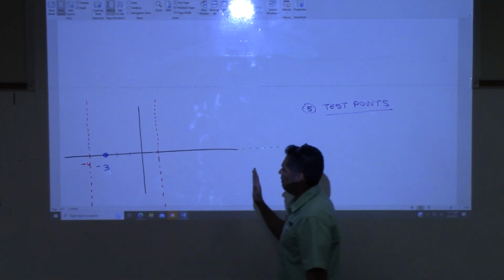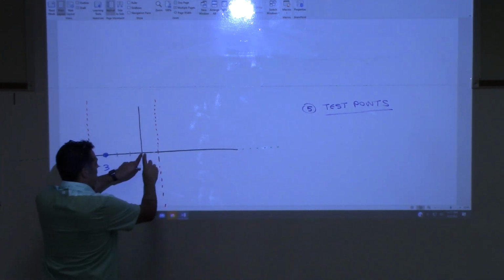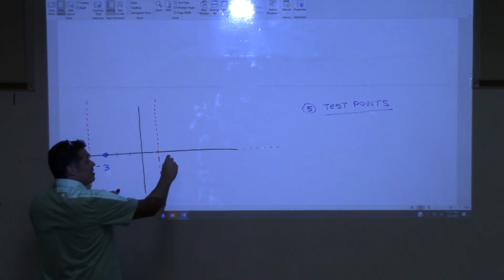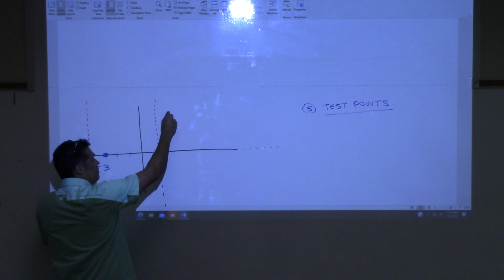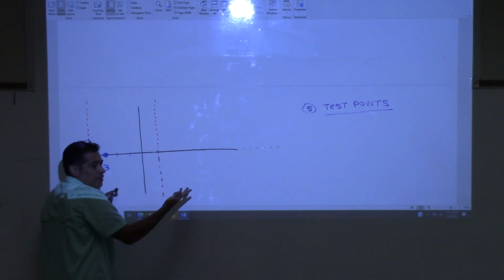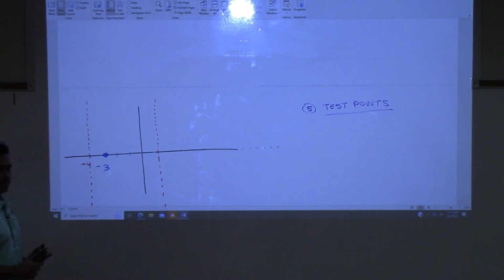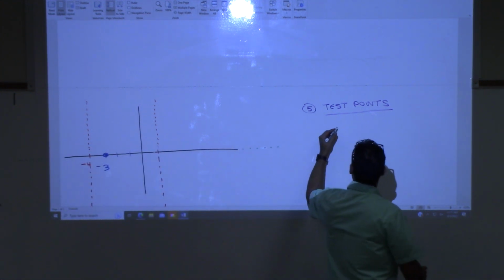So the way we do test points is this. I'm going to pick some values on the x-axis and plug them into the function. I'm going to figure out whether the points are up here or down here. But we need to figure out what point I should pick to test. So what we normally do is this. We look at the x-intercepts and verticals.